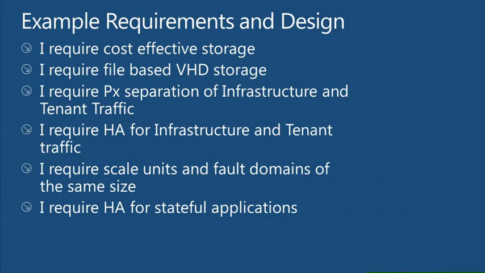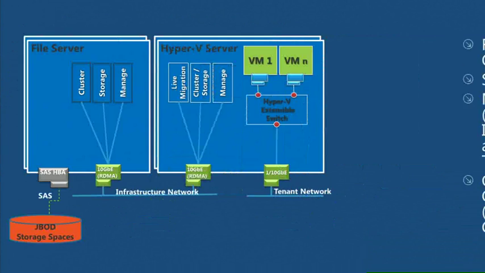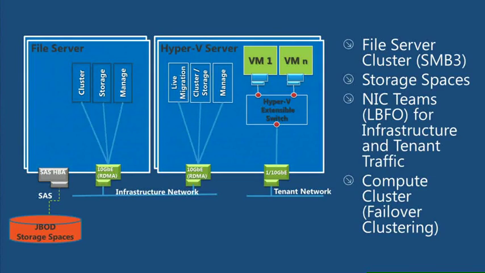And so these requirements here are the ones that would fit the design that I hopefully will be able to put together before the end of this, where we require cost-effective storage, file-based VHD storage, tenant physical separation for infrastructure and tenant traffic, high availability for infrastructure and tenant traffic, scale units that are the same size as the fault domains, and HA for stateful applications. So this is what I'm actually trying to build here.